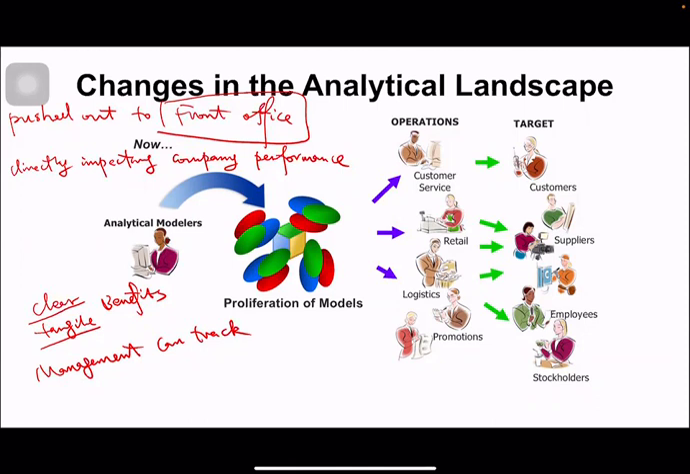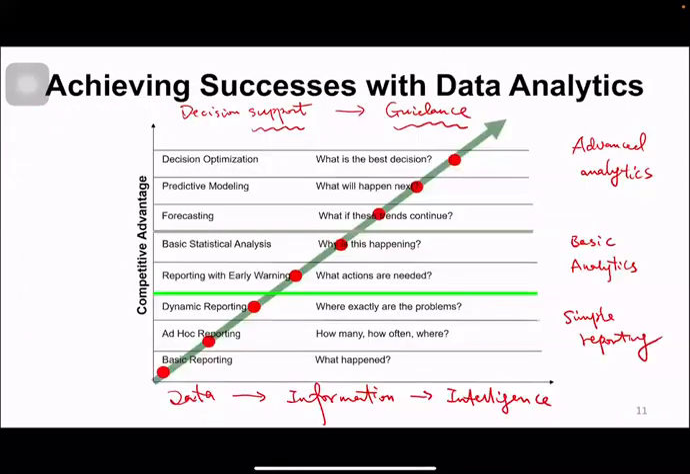analytic models. Those models bring clear and tangible benefits, and the management can track and apply them to different departments in the company, for example, to the operations including customer service, retail, logistics, and promotions, and human resources. And the targets include customers, suppliers, employees, and stakeholders. All parties will be involved in the process. And so that's why you and all the students need to become analytic experts or master the analytic tools so that you can be more competitive in the future.